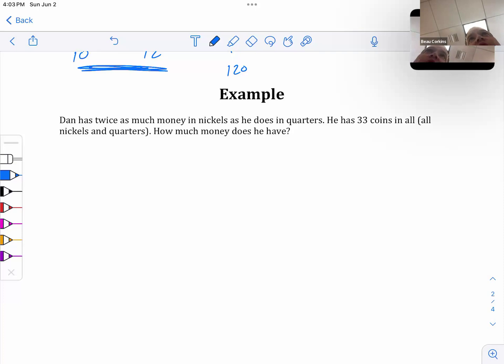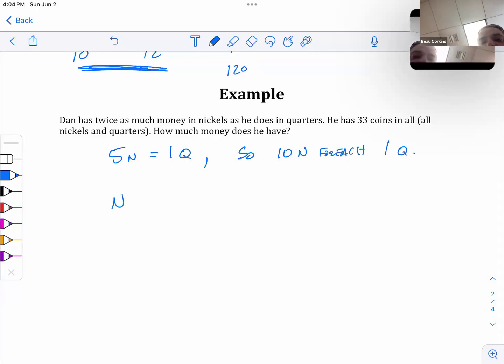And so twice as much money in nickels, right? So 5 nickels equals 1 quarter. And so he has twice as much money. So he has 10 nickels for each quarter. And this is another kind of example of I can kind of guess and check this.